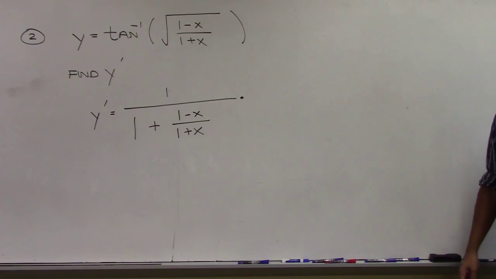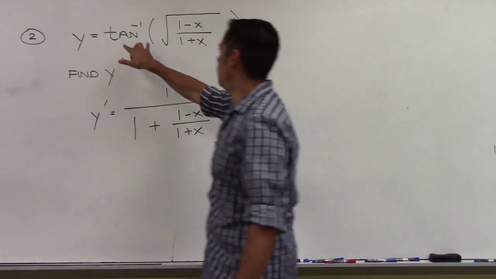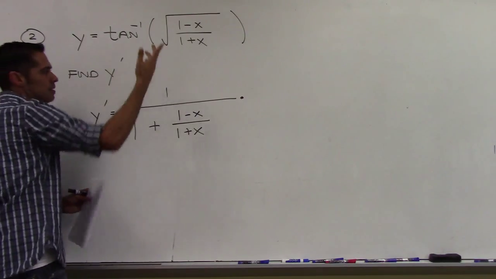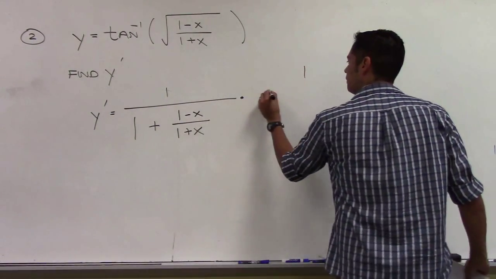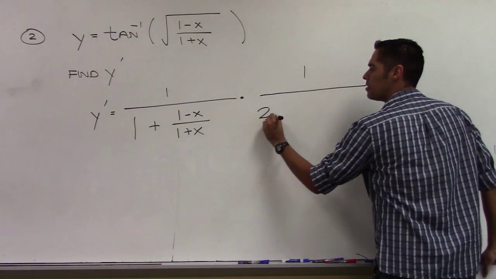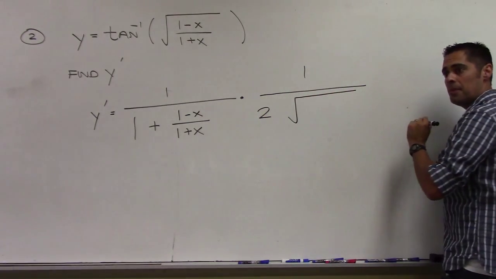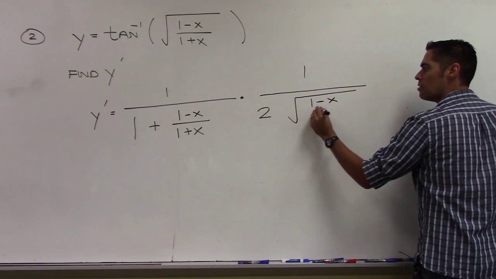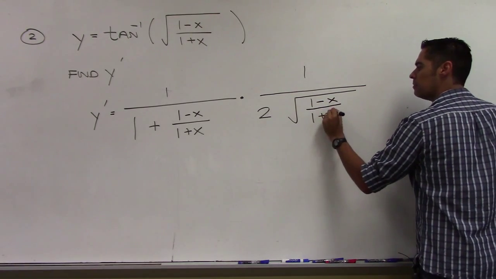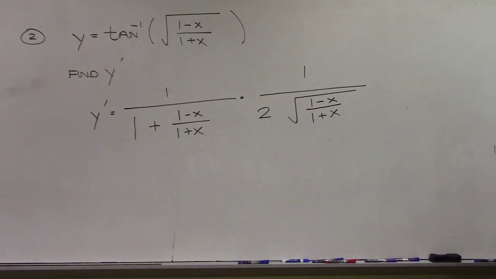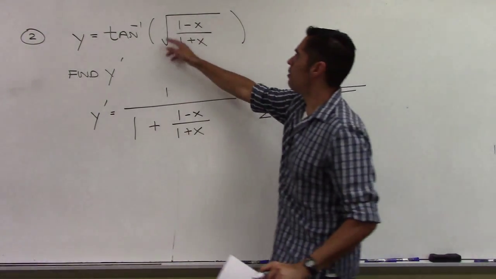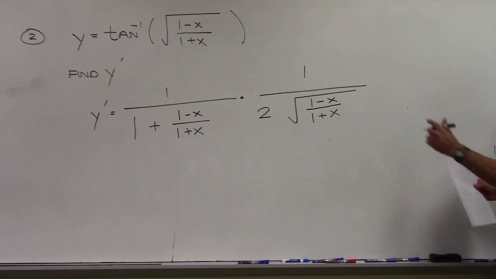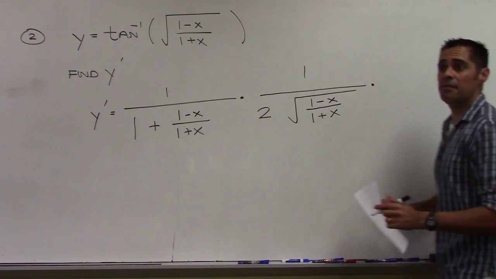We have to take the derivative of what was inside the arctangent, which is a square root, right? And the derivative of the square root of something is 1 over 2 times the square root of that something, which in this case is 1 minus x over 1 plus x. So that's the derivative of the square root of this junk right here. And then continuing chain rule, I have times the derivative of what's inside of the square root.